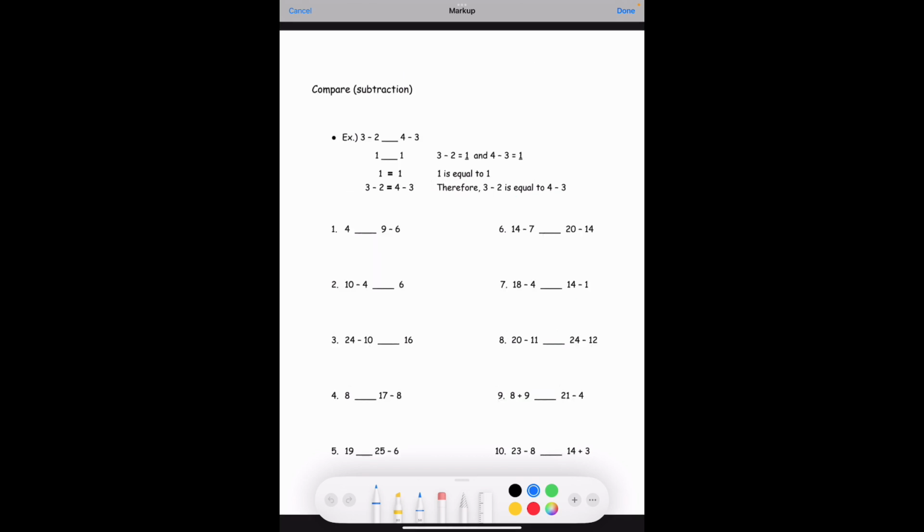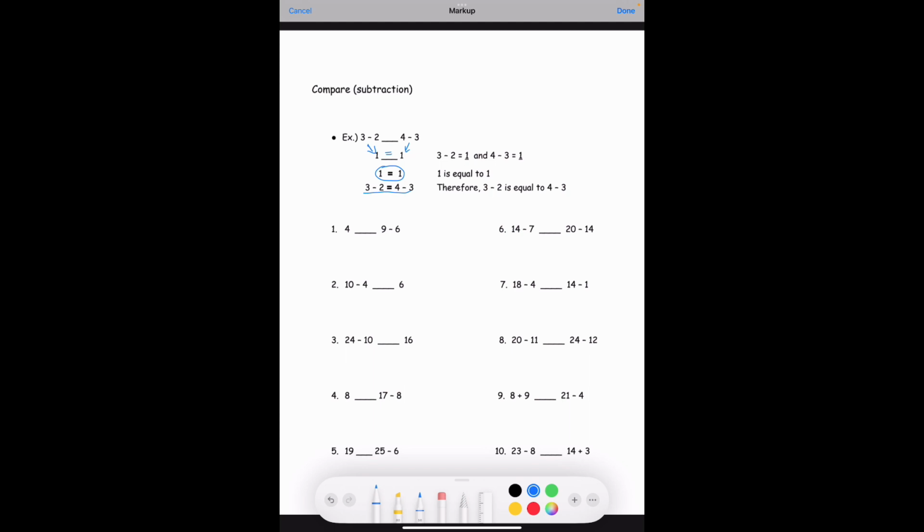Alright, now this is the same thing, but we're going to be subtracting instead, so let's look at the example first. 3 minus 2, blank, and 4 minus 3. Like before, we are going to solve, but this is subtraction. So 3 minus 2 equals 1. And 4 minus 3 also equals 1. So they will be equal to each other, like this. So in the end, 3 minus 2 is equal to 4 minus 3.